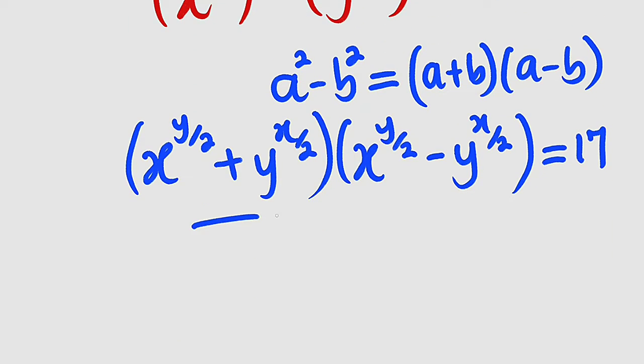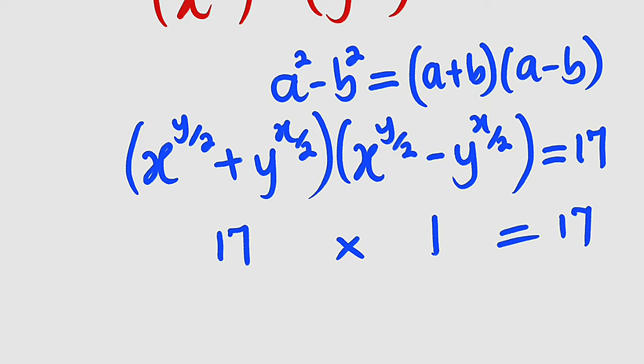Now we have two factors, and the product equals 17. And 17 is a prime number. It has only two factors, 1 and itself, right? So 1 times 17 is the same thing as 17. And you should know that this value right here must be greater than this one because this is addition while this is subtraction. We can represent this with 17 and this with 1. If you multiply them together, you still get 17.